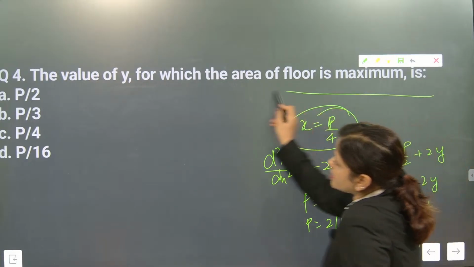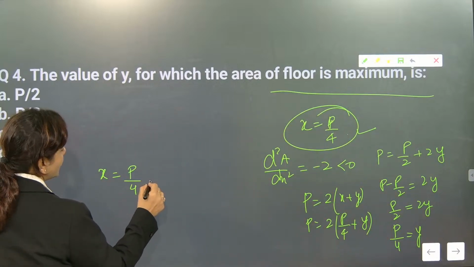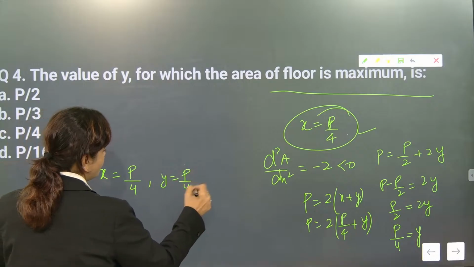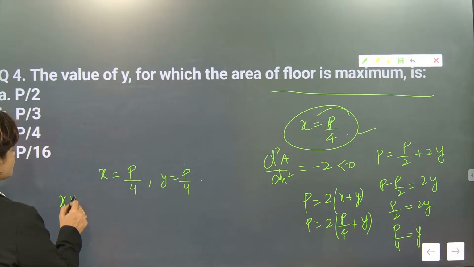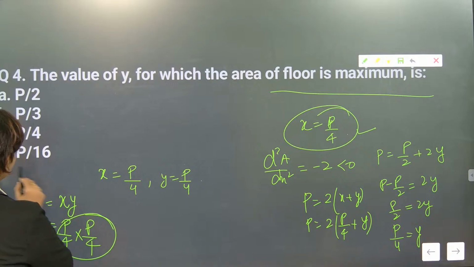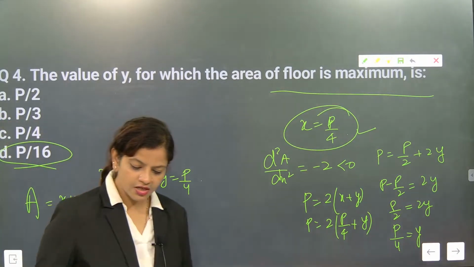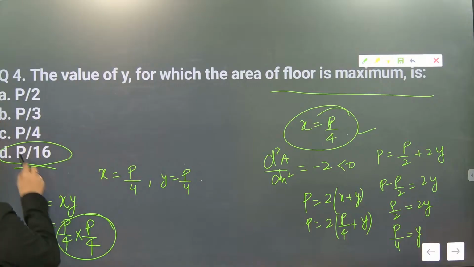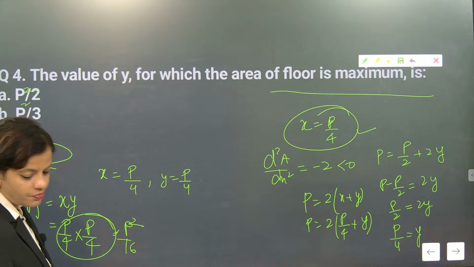So maximum area will come when x is equal to p by 4 and y is equal to p by 4. The rectangle will act as a square, then only the maximum area will be there. So area will be x into y, that is p by 4 into p by 4, which is p square by 16. The maximum we will be attaining is p square by 16.